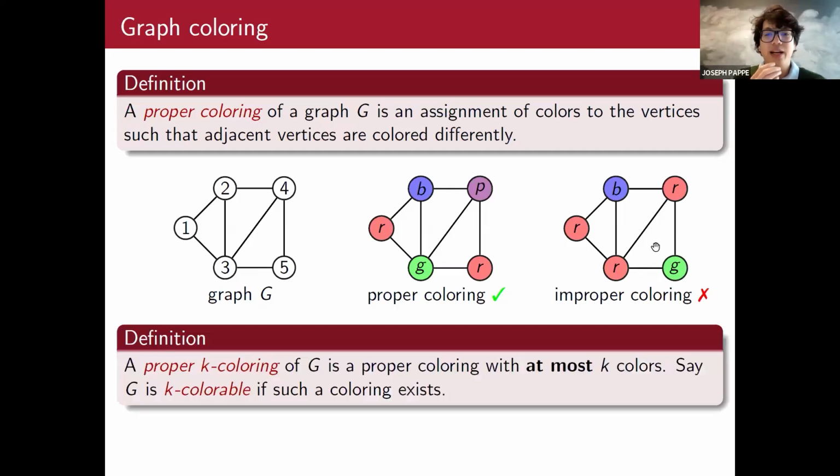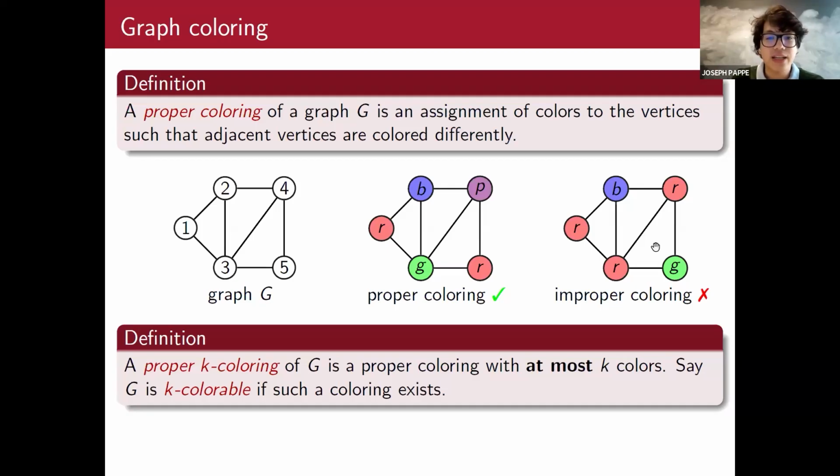So more specifically, we also care about the number of colors that we use. A proper K coloring of a graph is a proper coloring with at most K colors. And we will say that our graph is K colorable if such a coloring exists.